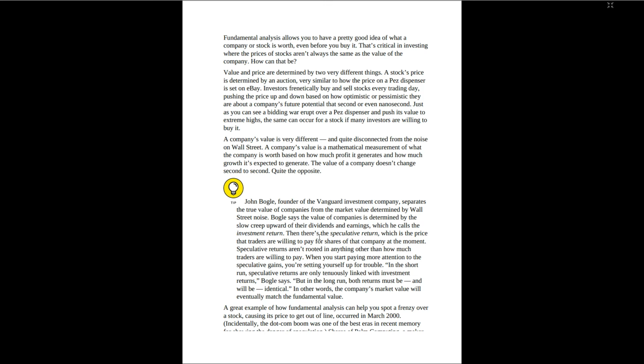A company's value is very different and quite disconnected from the noise on Wall Street. A company's value is a mathematical measurement of what the company is worth based on how much profit it generates and how much growth it is expected to generate. The value of a company does not change second to second, quite the opposite.